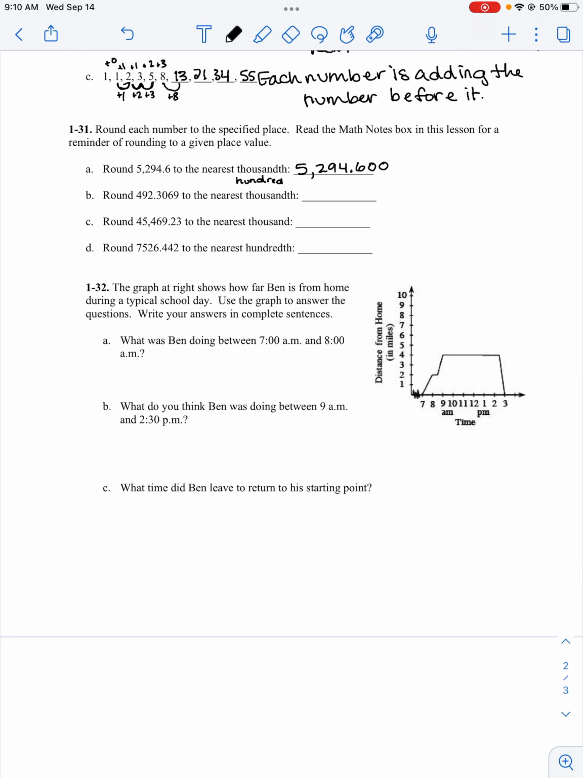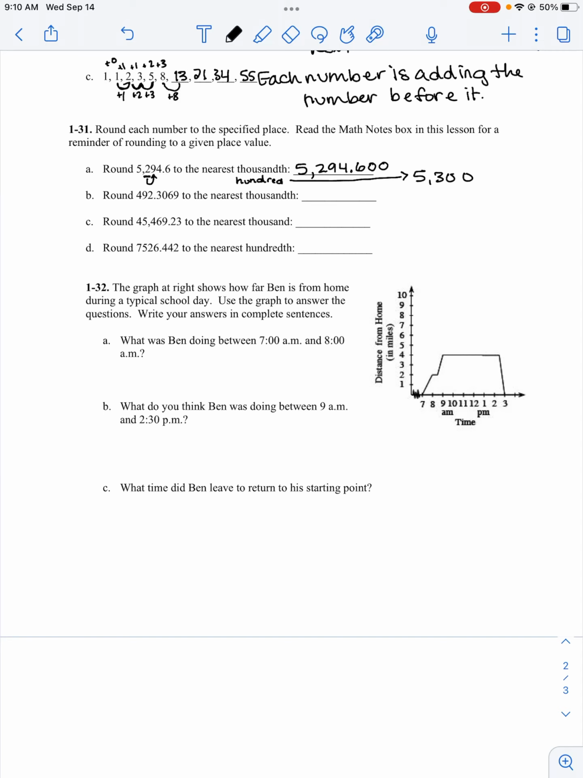Okay, if you are rounding to a hundredths place, it's good practice. I'm gonna look at my number in the hundredths place. I'm gonna look to the number to the right. It's a 9, so it would be 5,300.